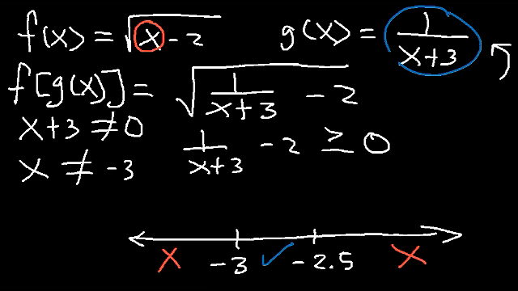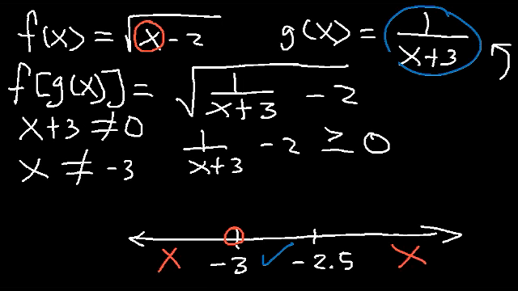Now the next thing that we need to take into account, at negative 3, do we have an open circle or a closed circle? Notice that it does not include negative 3, so it's an open circle at negative 3. Now what about negative 2.5?